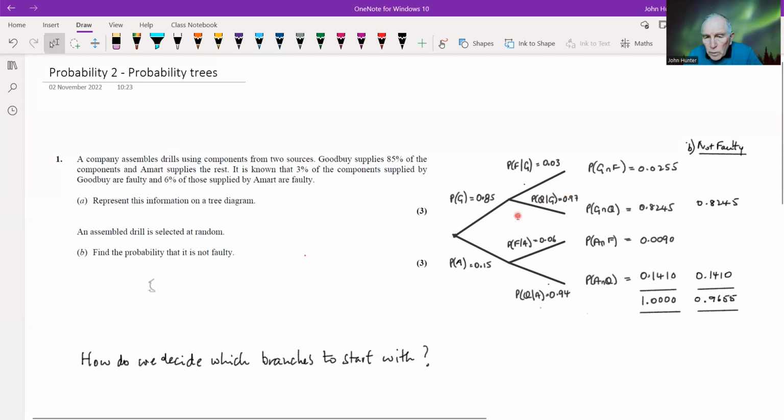Right, so what we've got now, in the way of probability trees, is we multiply across because these are independent events. And if we multiply them across, then we get the probability of the intersection of these two. In other words, it's Goodbye and it's faulty. So we can just multiply that 0.85 by that 0.03 and we get 0.0255. So that's what that is.